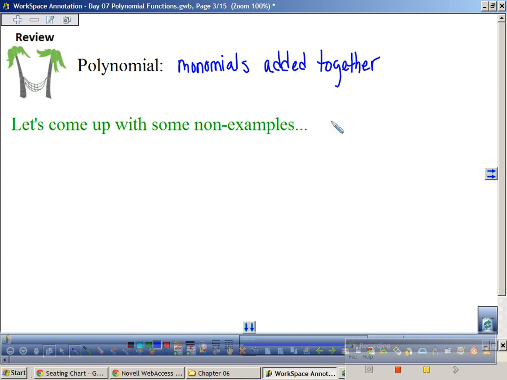But within that definition, let's talk about what's a non-example. That's about the easiest way to come up with what a polynomial is. What isn't a polynomial? Remember we talked about this the first section of this chapter? What is not a polynomial? Somebody give me an example.